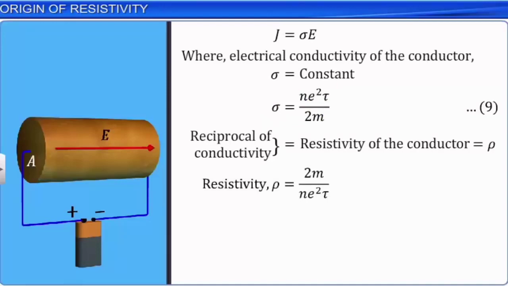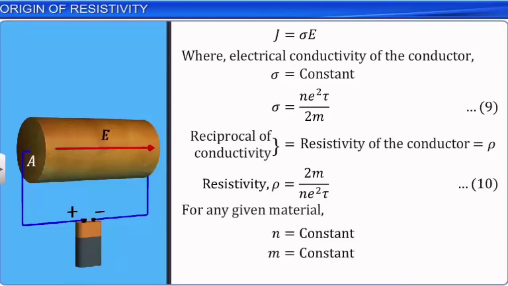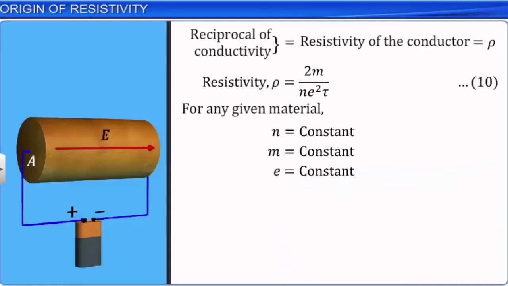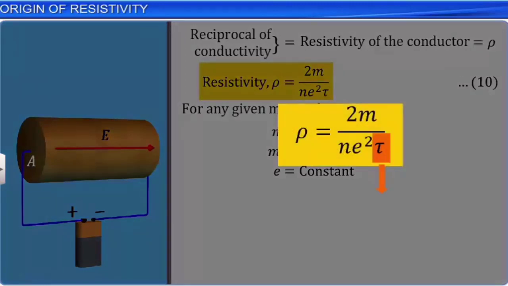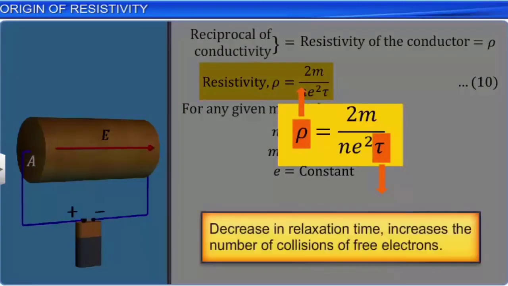For a given material, n remains constant. The mass m and charge e of an electron are also constants. Hence, from equation 10, it is clear that when the value of tau decreases, ρ increases. This implies that as the relaxation time decreases, the number of collisions of free electrons increases. The collision of the free electrons with the atoms of the conductor restricts their flow, and this causes resistivity of the conductor.